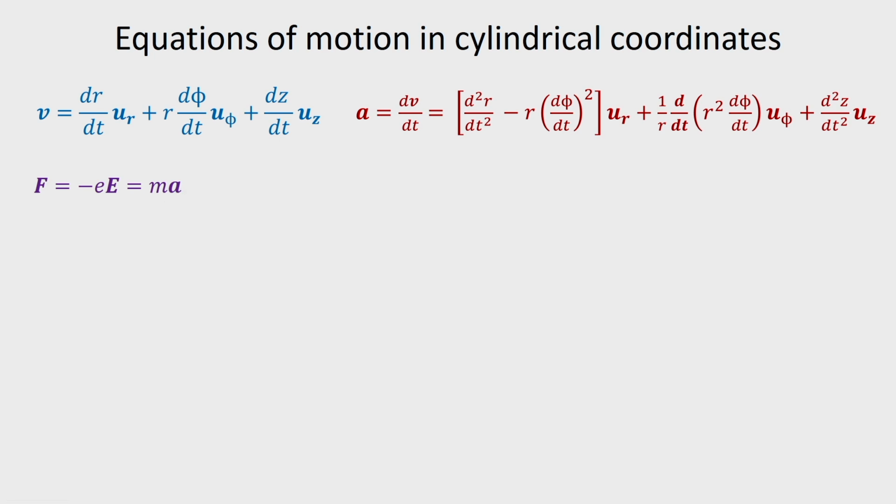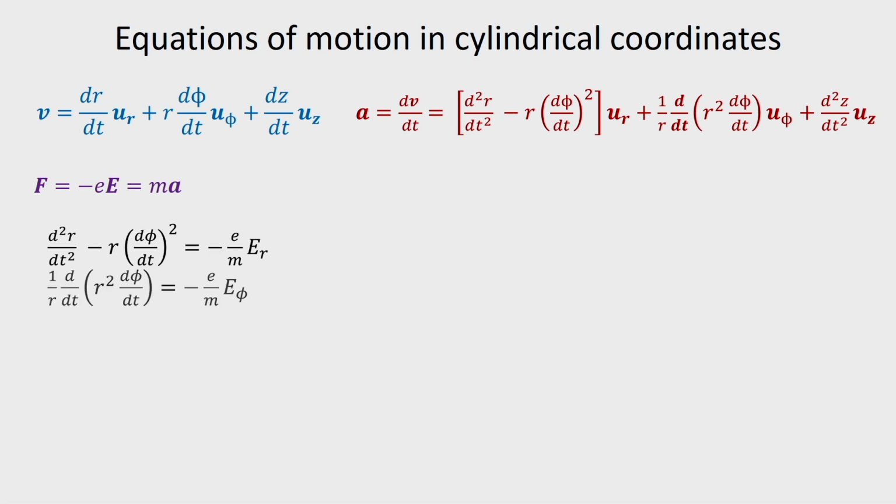So, from the expressions we have given for acceleration, we can now equate component wise. So, the r component of the field and the r component of acceleration, we can write d squared r by dt squared minus r (dφ/dt) whole squared is equal to minus e by m times E_r. Similarly, we can write for the E_φ and E_z components.